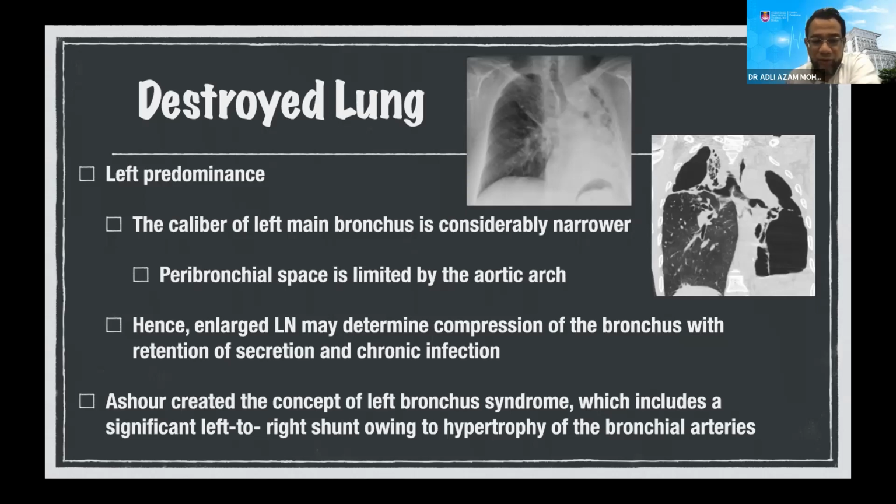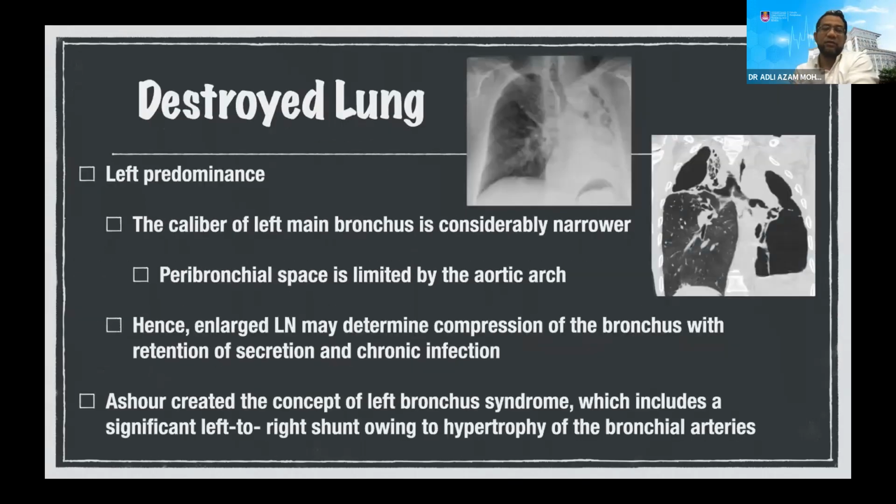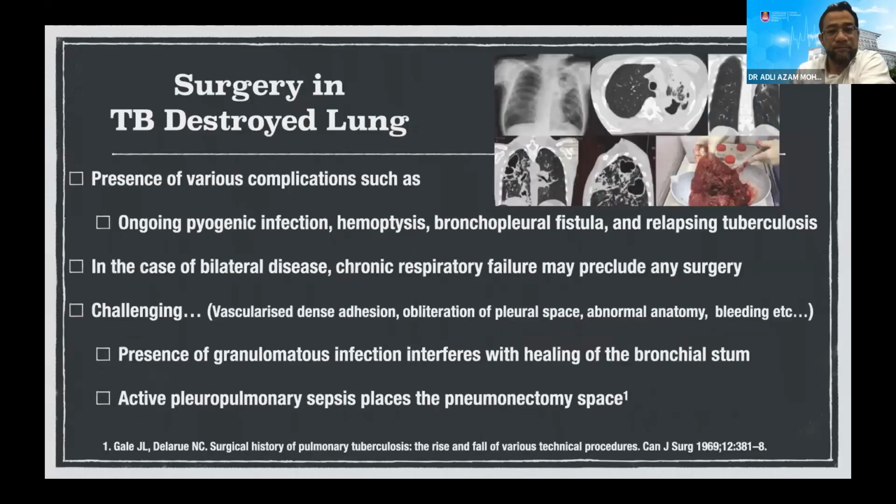And Ashaw et al. created the concept of left bronchial syndrome, which includes a significant left to right shunt owing to hypertrophy of the bronchial arteries. We see all these big vessels which I encountered during this type of surgery cause lots of bleeding intraoperatively, so we need to identify and make sure that we can control this sort of neovascularization.